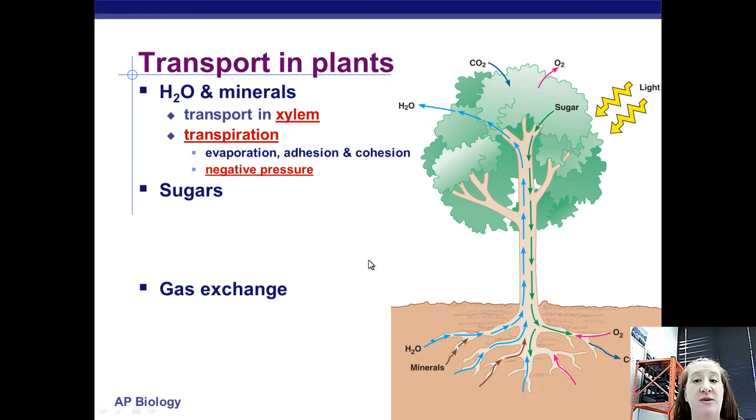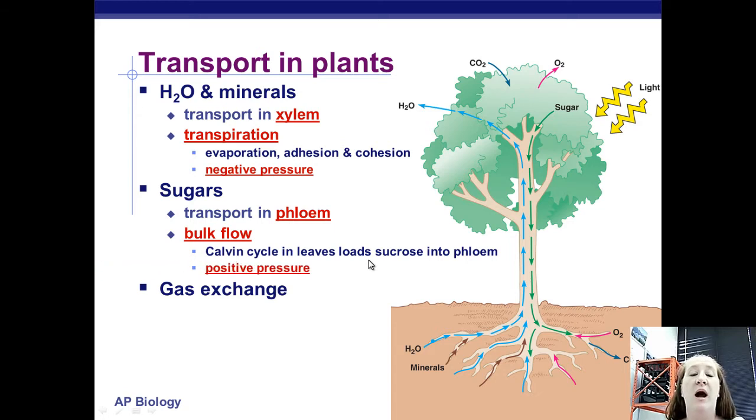And because it's being pulled up, we call that negative pressure. Right? Sugars also have to be transported through the plant. It's transported in the phloem. Remember, since the sugars move really slowly, we call it phloem. It moves through a process called bulk flow. And we call that positive pressure because it's pushing the sugars through the plant.